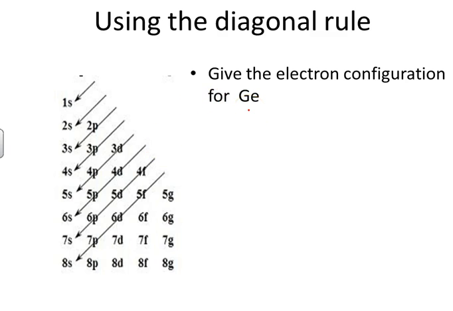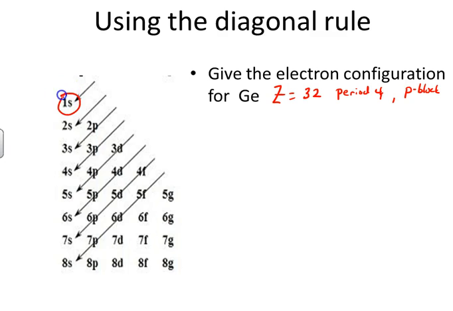Okay, let's do the electron configuration for germanium. Germanium has 32 electrons. A few things about germanium, where it is located. Germanium is on period 4. So we know we're going to have at least a 4th energy level, and it's also located in the P block. So we're going to finish our electron configuration in the P block.